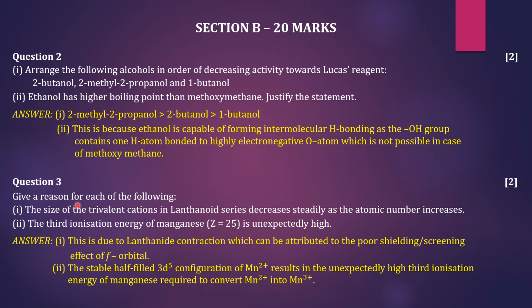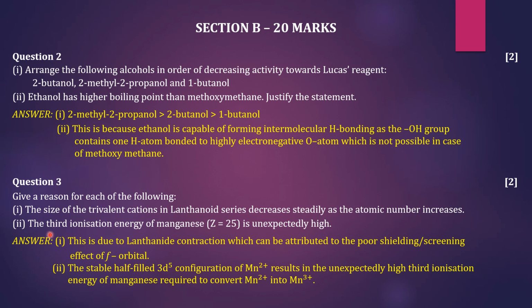Now come to question number 3. Again, give reason. As I said, search for the keyword. The size of the trivalent cations in lanthanoid series decreases steadily as the atomic number increases. So the keyword is lanthanide contraction. Along with it, you can give a little bit of explanation of lanthanide contraction, that is due to the poor shielding or screening effect of f orbital. So that is the main reason. Don't write so many things, a paragraph, half page, 1 page, that irritates the examiner who is checking your paper. So go for the keyword, 1 sentence, maximum 2 sentences, and it is sufficient.